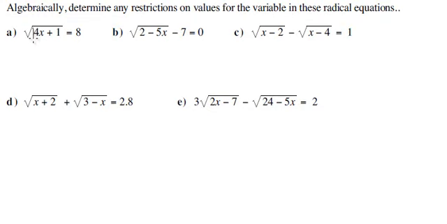So the way you find these restrictions is you take whatever's inside the radical, in this case 4x plus 1, and you say whatever that is has to be greater than or at least equal to 0. That's our restriction. And now you just solve it for x. So take the 1 over to the right-hand side, divide everything by 4.